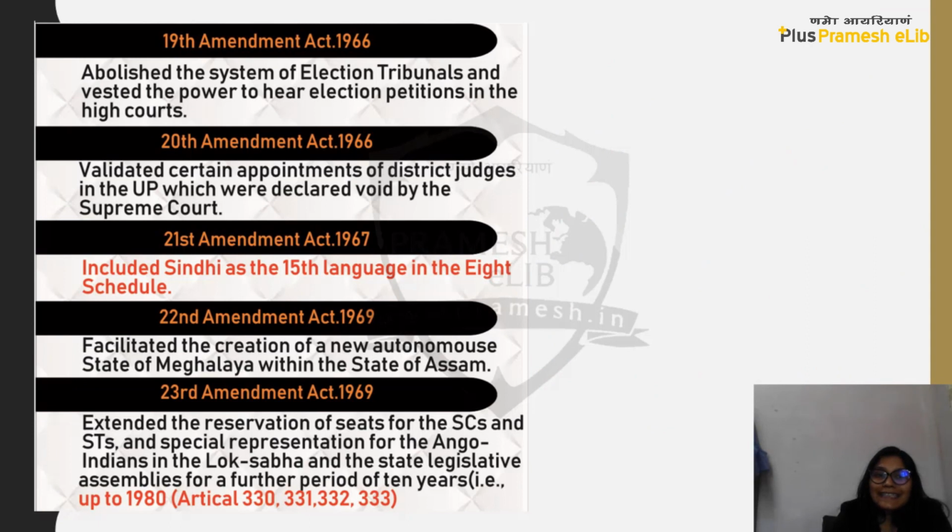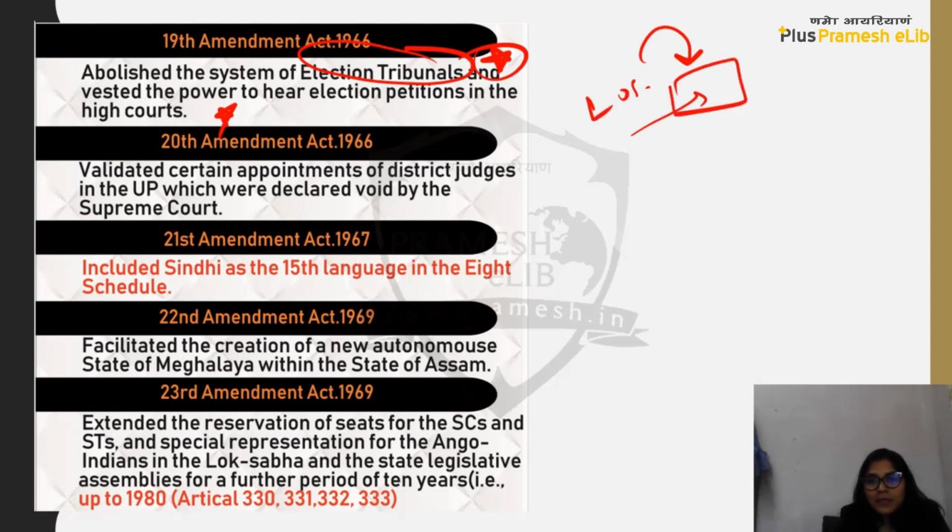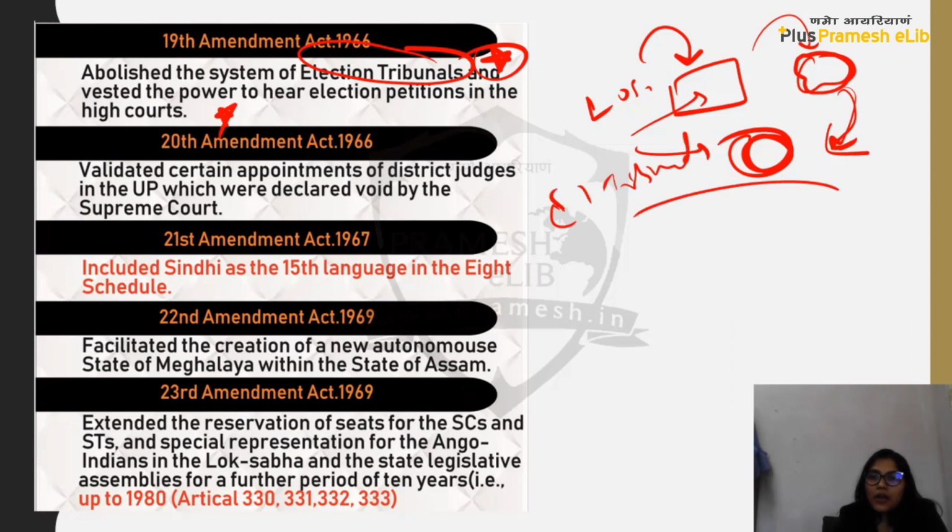Then we come to the 19th Amendment Act of 1966. It abolished the system of election tribunals and vested the power to hear the election petitions in the High Court. Extremely important. Suppose there was an election held either to the Lok Sabha or Rajya Sabha or to state legislatures. Then you feel that there was a problem in the election, a misruling or whatever. Then if you have any problem, you need to file a petition. Earlier, that petition had to be filed with the election tribunals. But now that petition you need to file is with the High Court. So you can go to High Court to file the petition related to the elections.